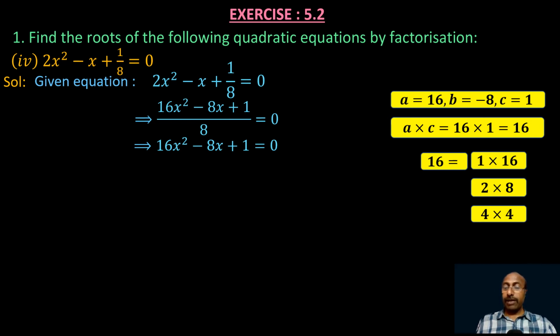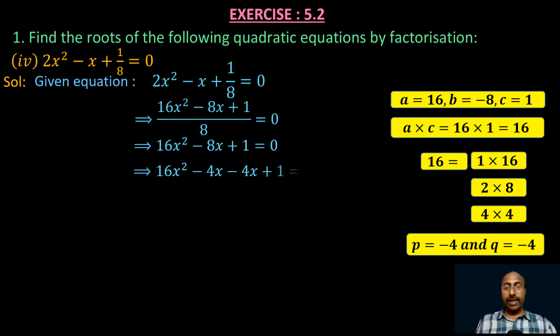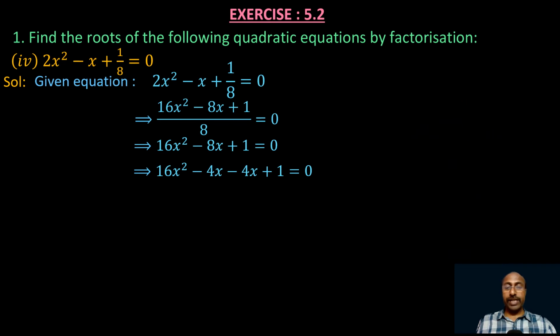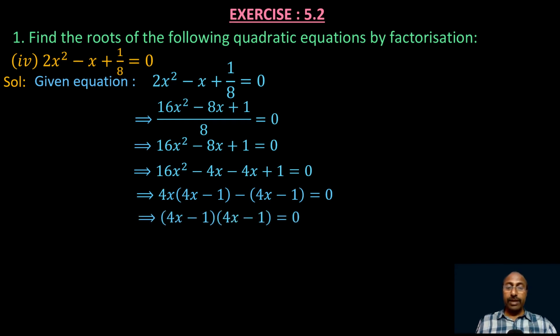So here p and q are minus 4 and minus 4. So we can split the middle term as minus 4x minus 4x, like this. And by taking 4x common in the first two terms, we can write 4x into (4x minus 1), and can take minus common in the next two terms, that is minus into (4x minus 1), like this. So 4x into (4x minus 1) minus (4x minus 1) equal 0, and by taking 4x minus 1 common, again we get (4x minus 1)(4x minus 1) is equal to 0.